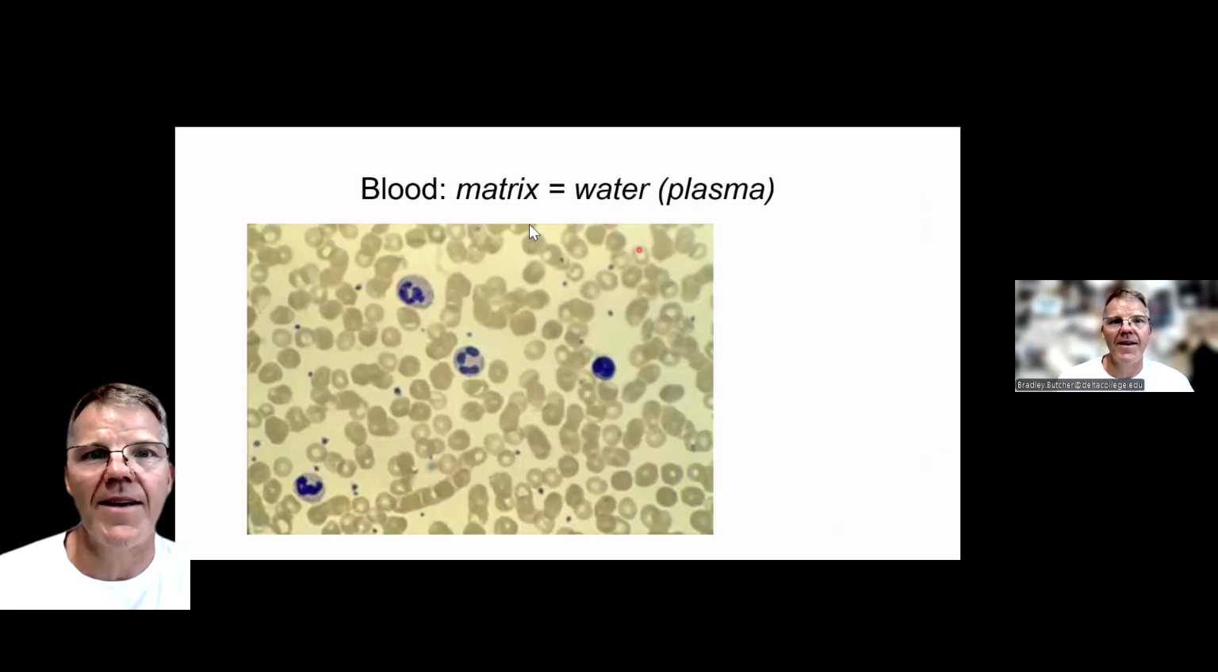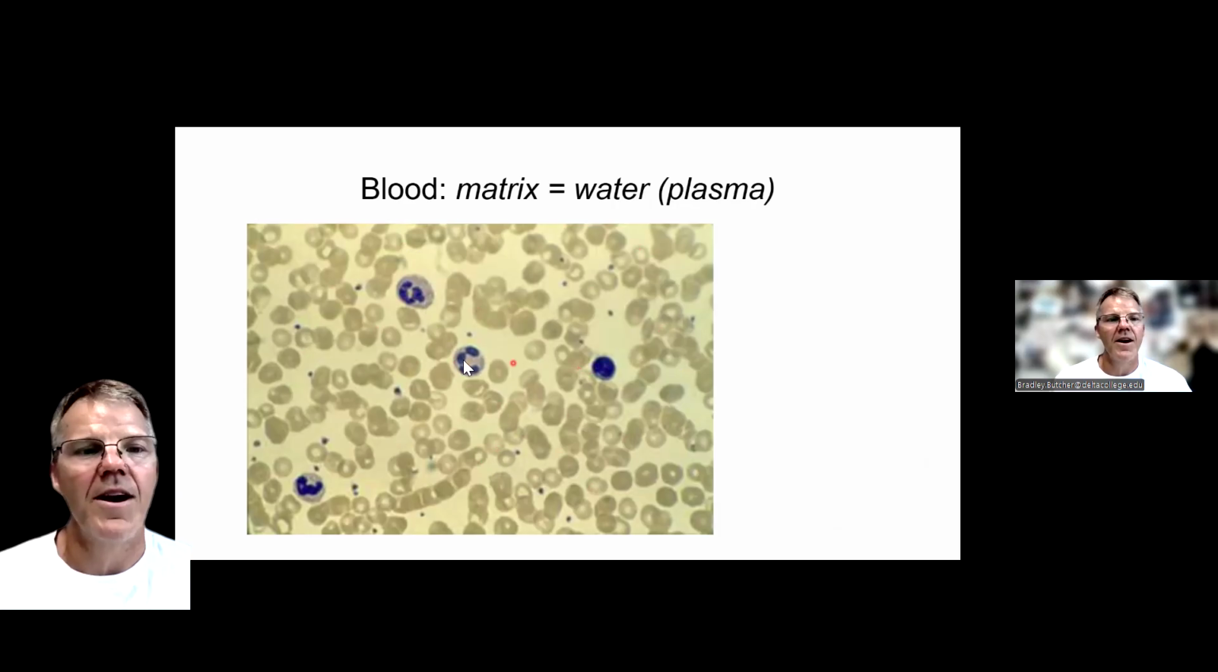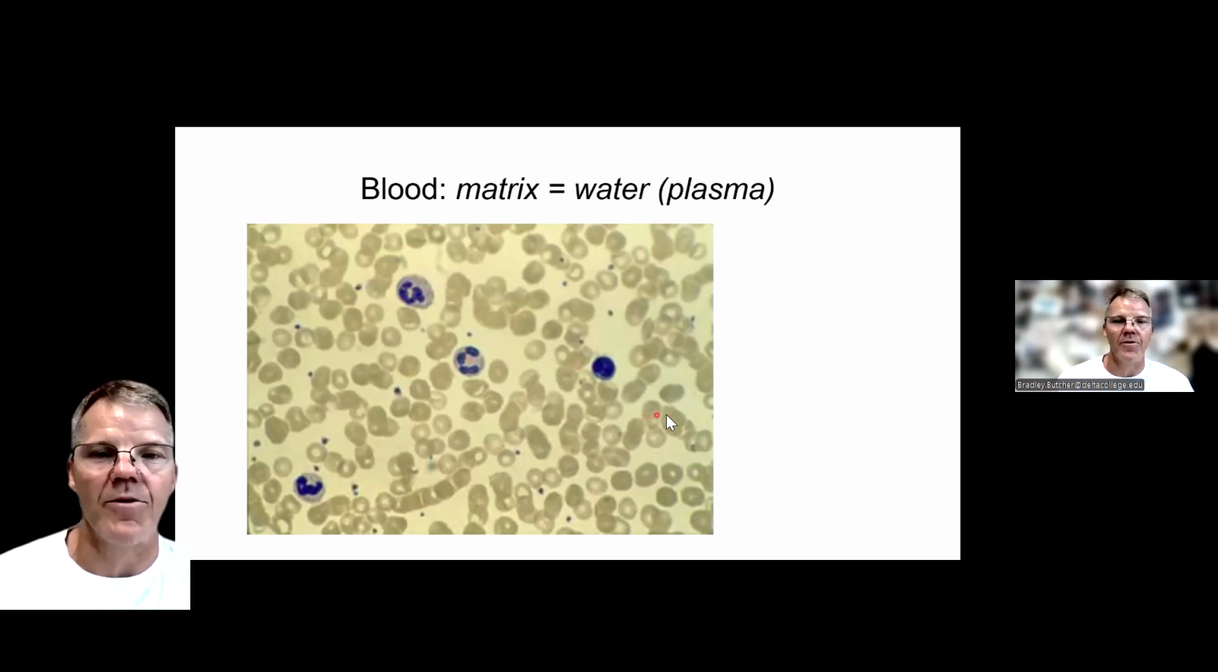Here's some examples that you might see. So here is blood cells. These are actually red blood cells. They don't look red when we stain them. These ones kind of look grayish. These bigger, darker cells are also blood cells. Those are types of white blood cells or leukocytes.